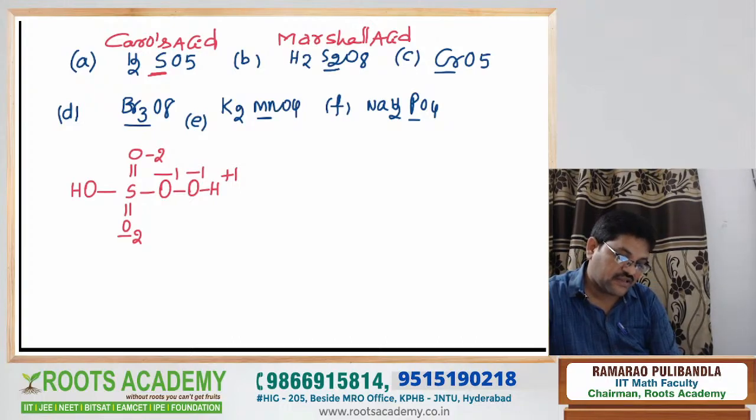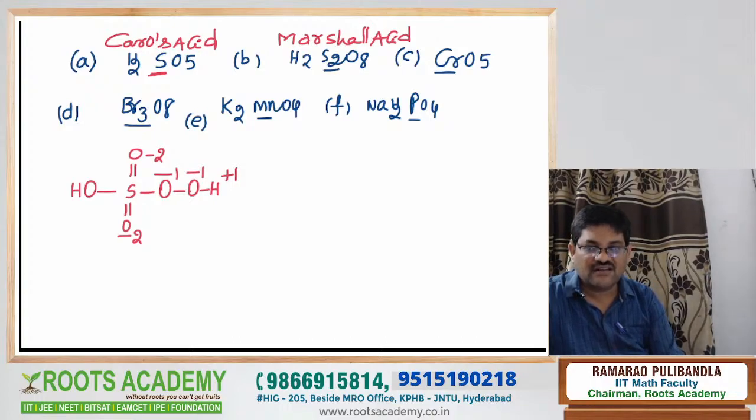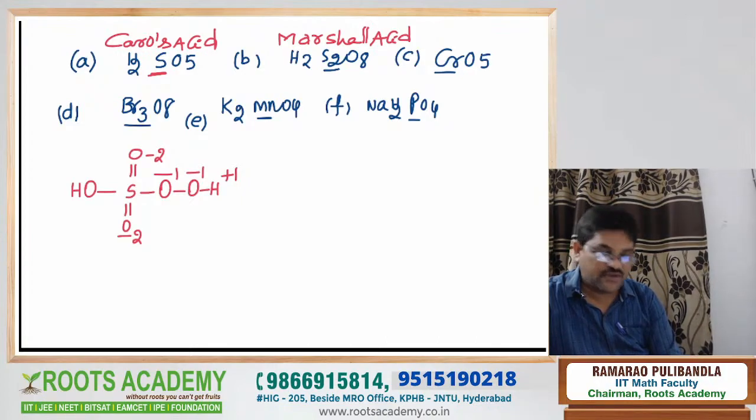Where is the mistake, brother? H2SO5 is Caro's acid. That is not a mistake, brother. Tell me, where is the mistake? You check. I know that I am not accepted. Tell me the mistake, where you have it.